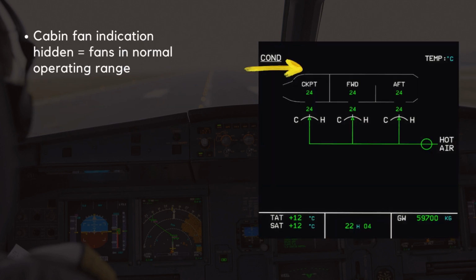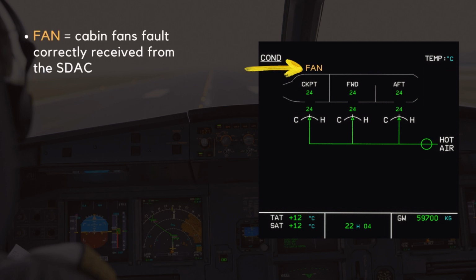Below the zone controller indication is the cabin fan indication. Again, when the cabin fans are operating within their normal range, the indication is hidden. But when the cabin recirculation fan fault information is correctly received from the SDAC, a fan indication is displayed in amber.